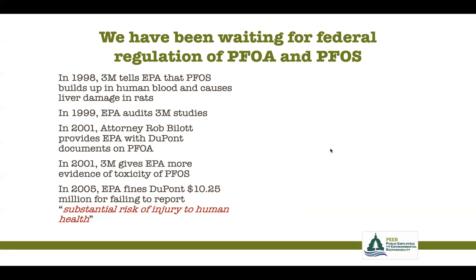So I want to talk a little bit about the history of PFAS before we get into why PFAS are in pesticides. We've been waiting a long time for federal regulation of the two C8s, PFOA and PFOS. These were developed in a lab in the 1940s, and it wasn't until 1998 that 3M, one of the big companies that makes PFAS, told EPA that PFOS actually builds up in human blood and causes liver damage in rats. In 1999, EPA audited some of their studies, and in 2001, attorney Rob Bilott, who was brought on to help a town in West Virginia whose water was poisoned with PFOA, provided EPA with a bunch of documents that he got in the course of his litigation. Also in 2001, 3M gave EPA even more evidence of toxicity of PFOS. In 2005, EPA actually fined DuPont, another manufacturer of PFAS, over $10 million for failing to report substantial risk of injury to human health.